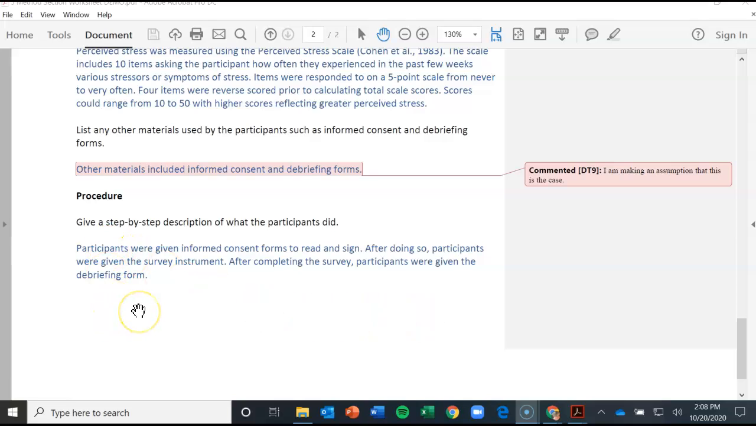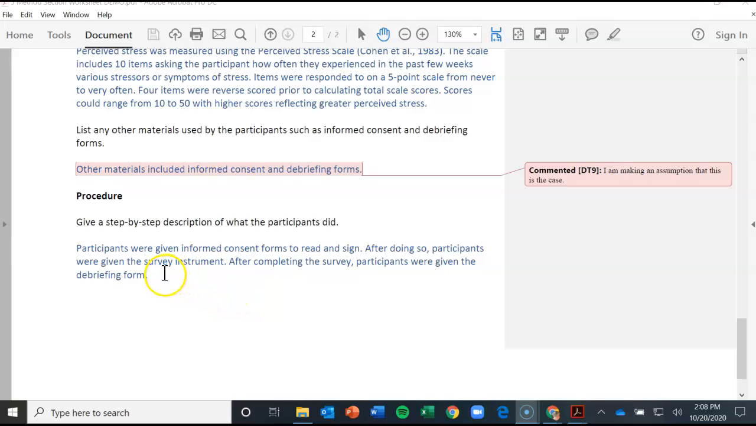Under procedure, with a study of this kind, this can be very short. Basically, participants were given informed consent forms to read and sign. After doing so, participants were given the survey instrument. After completing the survey, participants were given the debriefing form. And that's really all you need to say.